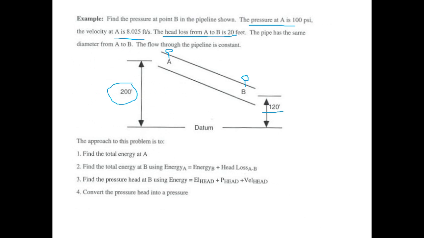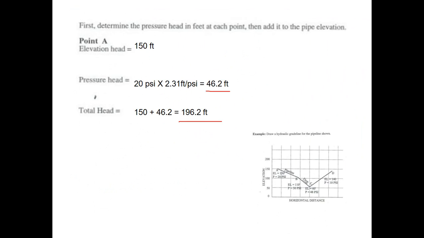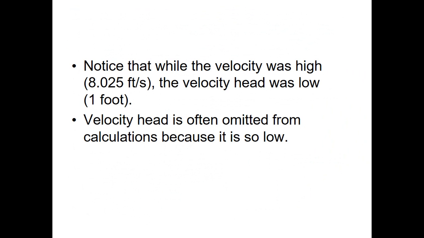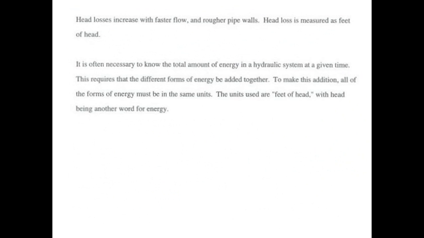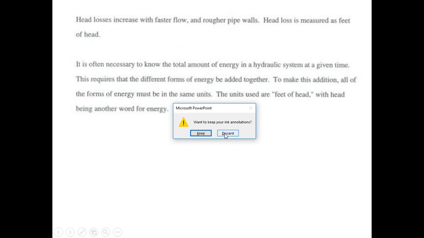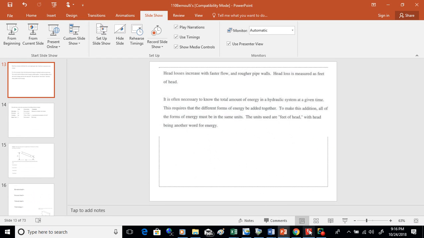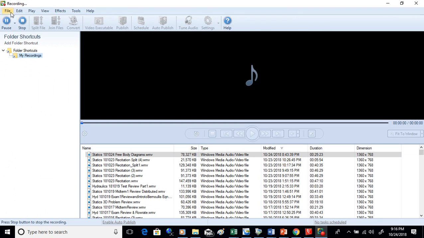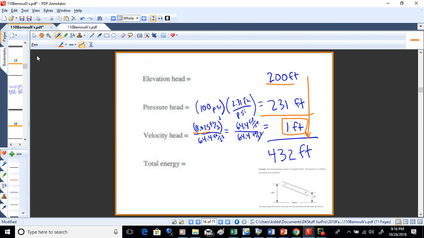Now what we want to do at A is add up the different forms of energy. Okay, and we've already done that. We did that earlier on. All right, there we go. There's the energy at A. 200 feet for elevation, 100 psi, which is 231 feet of pressure head, and 1 foot of velocity head. The total energy at A is 432 feet.